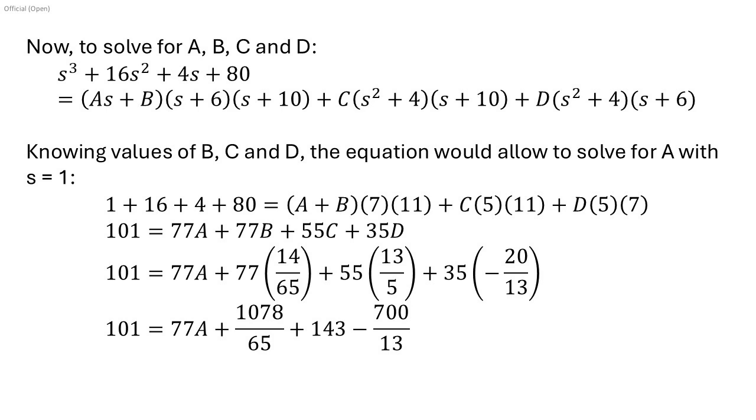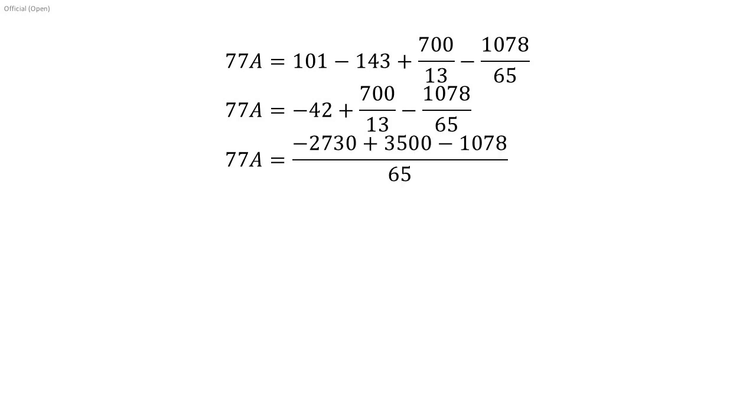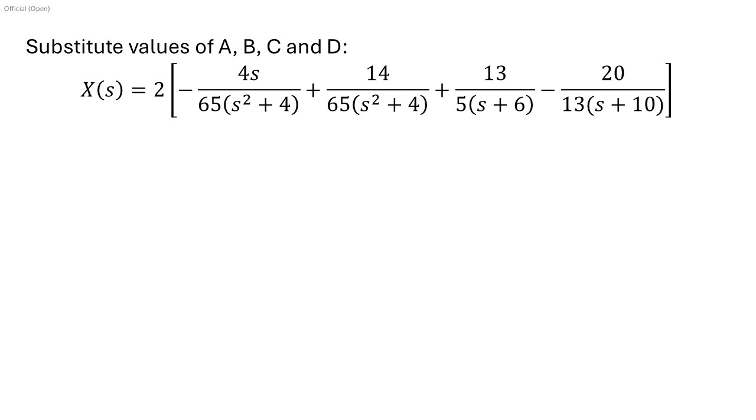The right side now equals to 77a plus 1078 over 65 plus 143 minus 700 over 13. Simplify and move the terms to finally get 77a equals minus 308 over 65. Simplify further to give a equals minus 4 over 65. With the values of a, b, c and d, it is now possible to write the right-hand side of the s-domain expression with 4 terms upon which inverse Laplace transform can be applied. Substitute the unknowns a, b, c and d, with their numerical values.